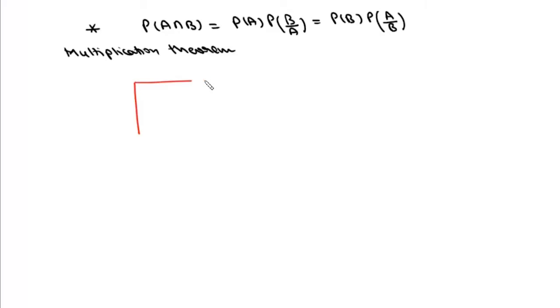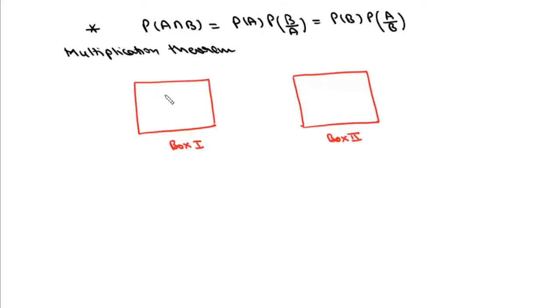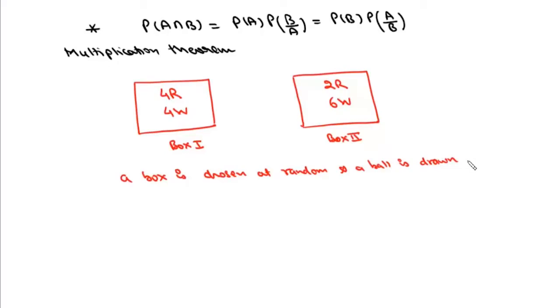Suppose we have two boxes. This is box 1 and there's another box which is box 2. Now box 1 contains 4 red and 4 white balls, and box 2 contains 2 red and 6 white balls. Now it says a box is chosen at random and a ball is drawn. So we can choose either box 1 and then we can draw a ball, or we can choose this box 2 and we draw a ball from this box 2.